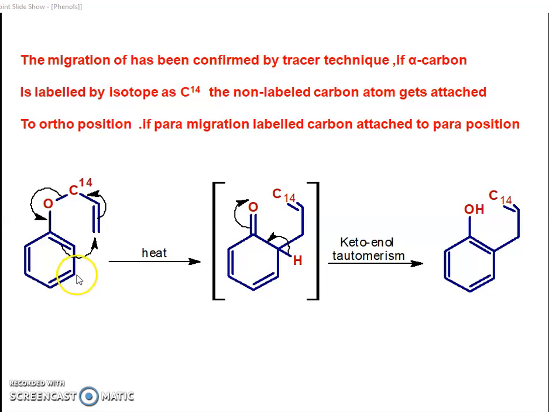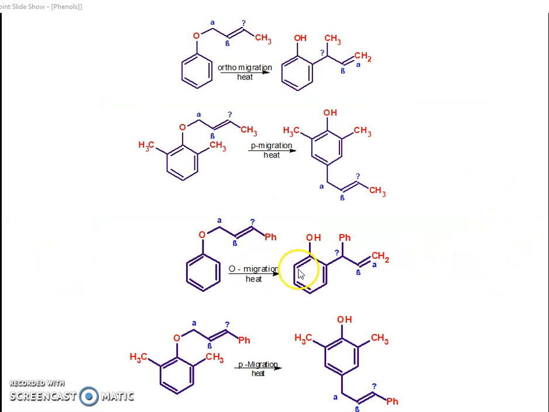If ortho migration takes place, this labeled carbon is not attached to the ortho position. This labeled carbon does not attach to the ortho position. Okay, this labeled carbon is free from attachment. So in this next reaction we see here, this is the alpha carbon, beta carbon, gamma carbon. After migration, what happens? This ortho position is attached to this carbon here.